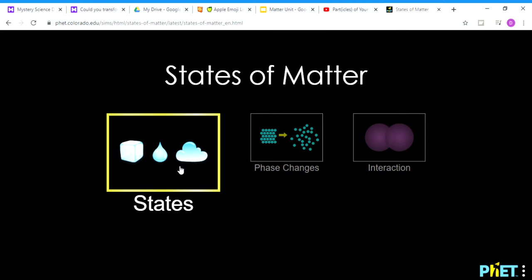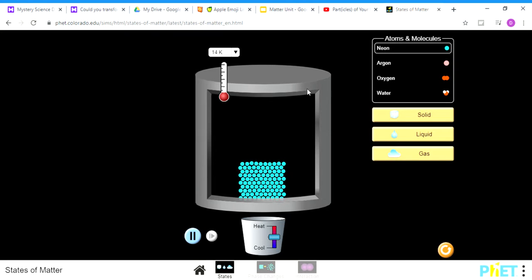So I'm going to click on states. So here, these tiny little blue things, those are my particles. I'm able to heat them or cool them. I have a thermometer and I'm going to change this to Celsius. So over here, this is the types of matter I can use, and these are my three states of matter: solid, liquid, and a gas.